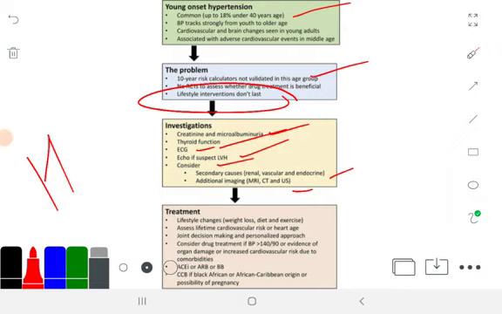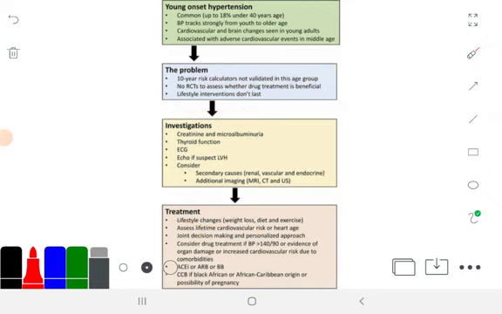Okay, and the treatment will include lifestyle changes: weight loss, diet, and exercise, joint decision making and a personalized approach, assessing lifetime cardiovascular risk or heart age, and considering drug treatment if BP is more than 140 over 90, systolic and diastolic blood pressure, or there is evidence of organ damage or increased cardiovascular risk due to comorbidities, which is an increase in the number of diseases.